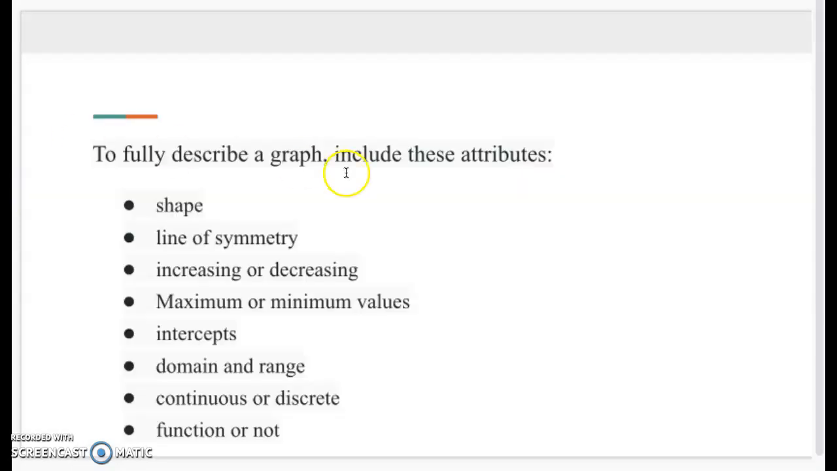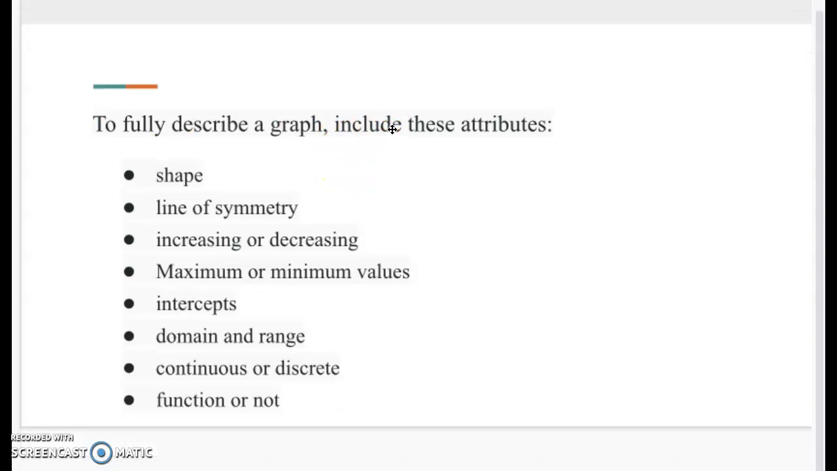Whenever you describe a graph, you have to include all of these attributes. So there are 1, 2, 3, 4, 5, 6, 7, 8 things that you must include every single time. Even if the answer is they don't have any of those, you still have to write line of symmetry, none, or domain and range, none. You have to include all of these attributes. So again, I would make a little list of this whole section, so that way you have it every single time you see a graph.